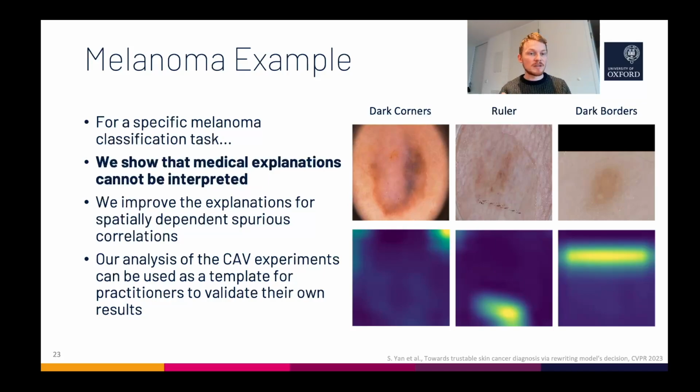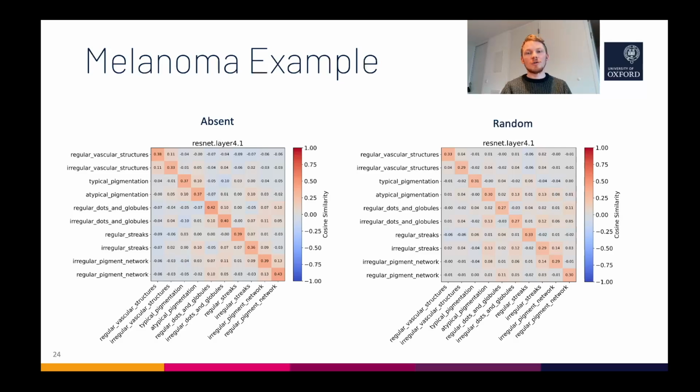I'm just going to focus on this first bullet point for this talk, just for time reasons. So I've got two different sets of similarities between different concepts in this data set that I visualize here. On the left, if you analyze here, look, there's multiple different pairs of concepts. So for example, regular vascular structures, irregular vascular structures, and typical pigmentation and atypical pigmentation. That's because each concept came in three different categories. It was regular, irregular, or absent.